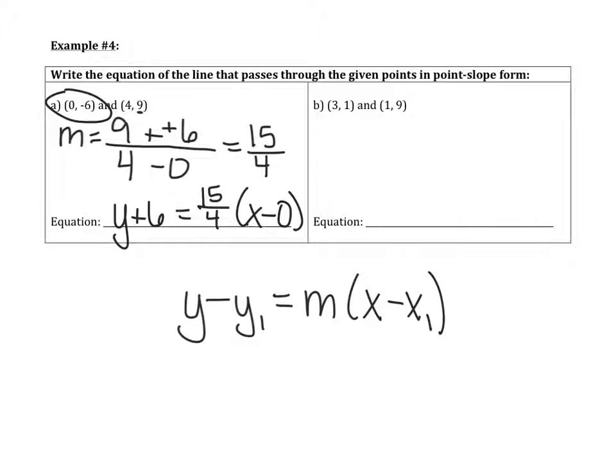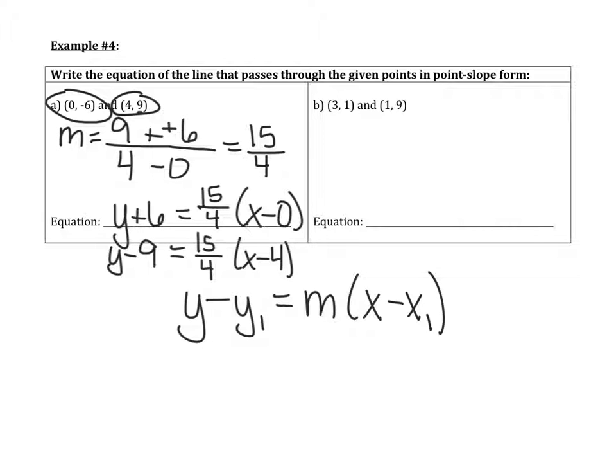If I wanted to use the 4, 9, it would be y minus the y coordinate of 9 equals 15 over 4 times x minus 4. You don't need to write both of them. You just need to write one of them. I'm just giving you both options. But again, you only need to write one of them if this was a homework problem.